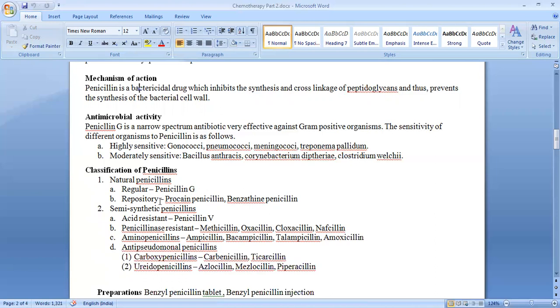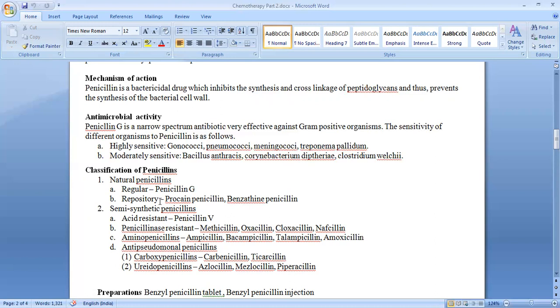We have some penicillins which are acid resistant, like penicillin V. Then we have some which are penicillinase resistant. What happens is, once you start giving the penicillin, the bacteria are very smart. They will start producing the enzyme called penicillinase, which will destroy the antibiotic we are giving. To prevent that, they have come up with certain molecules which are resistant to the penicillinase enzyme, compounds like methicillin, oxacillin, cloxacillin, and nafcillin. These are all penicillinase resistant penicillins.